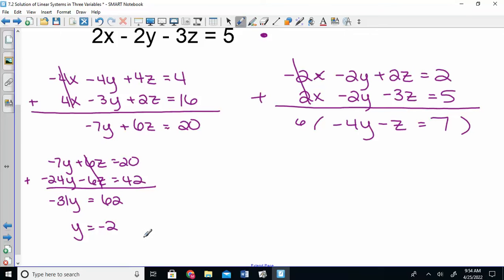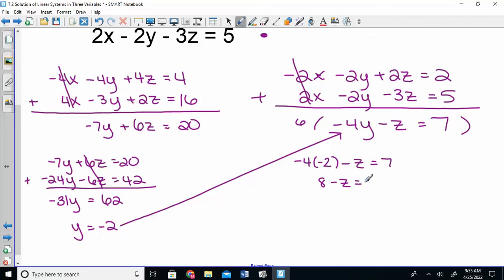So now I have my y. We have to work backwards to get our other variables. As soon as you have one, it's going to become a lot easier to get the others. It's just working backwards. So I'm going to take y and plug it back into one of those. So maybe if I put it into this one, I have -4 times -2 minus z equals 7. Z equals -1. So now I know z is 1. So I have y and I have z. How do I get my x?